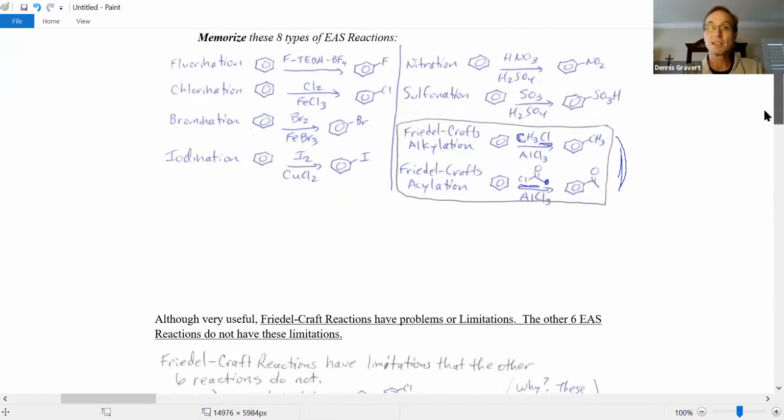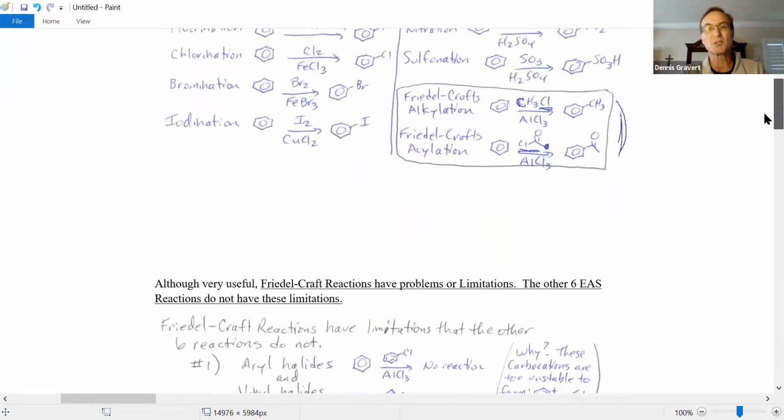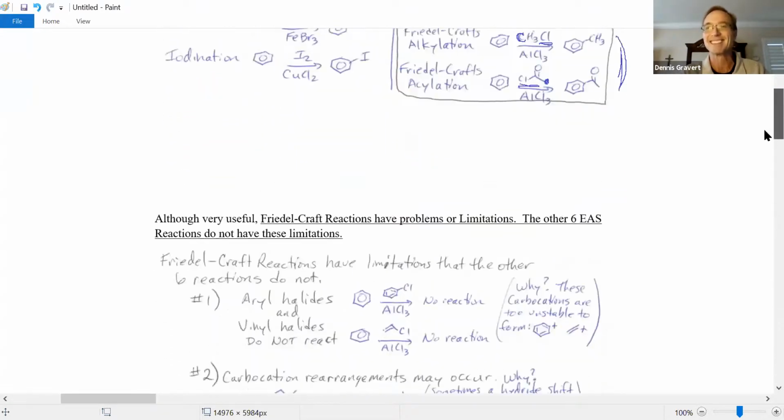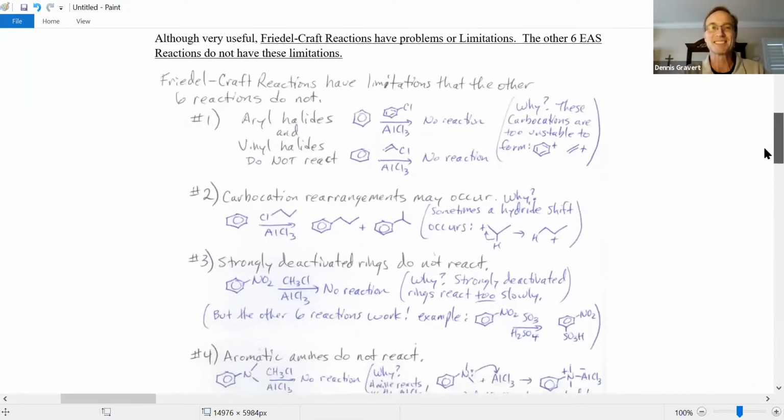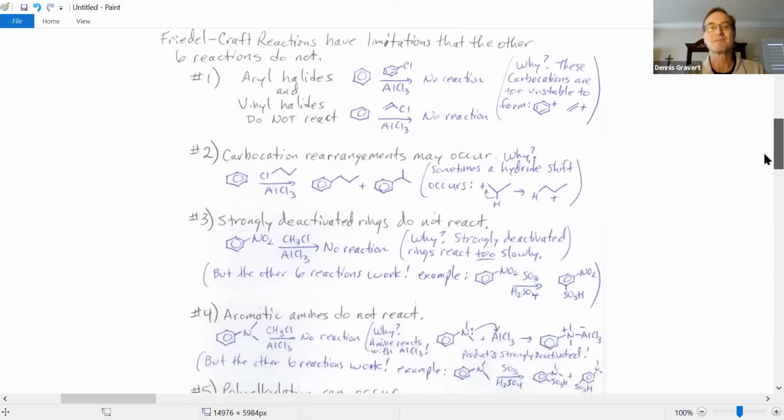Then we said, as good as those two reactions are, they're not perfect. Here are some problems. First, just realize the names say alkylation and acylation, so you can't have vinyl halides or aryl halides. That doesn't work. Second, the alkylation reactions create carbocations, which can rearrange. Gotta watch out for those. And then these are the ones we're going to talk about in this video.